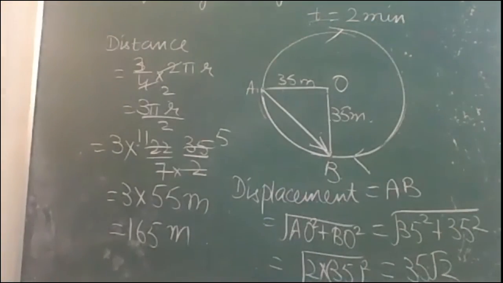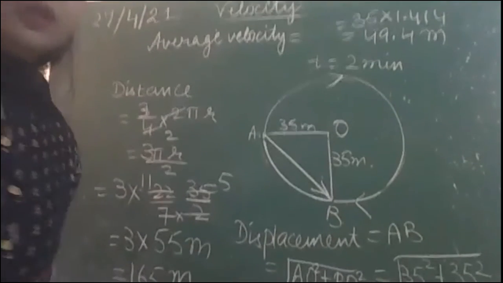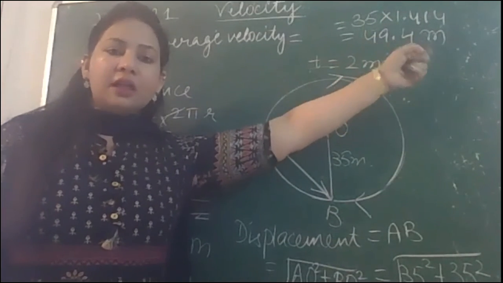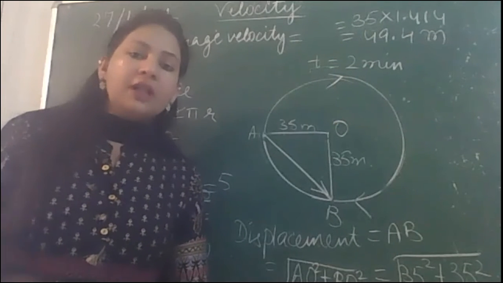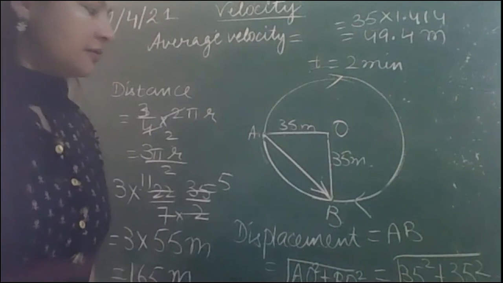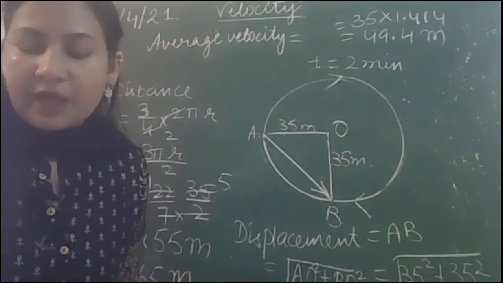Root 2 is 1.414. Value of root 2 is 1.414. So your answer is 49.4 meter. That is the displacement. When it multiplies with 35, our answer comes out to be 49.4 meter. Is that clear, students? All right, this numerical was very simple, so you could have done it very easily.